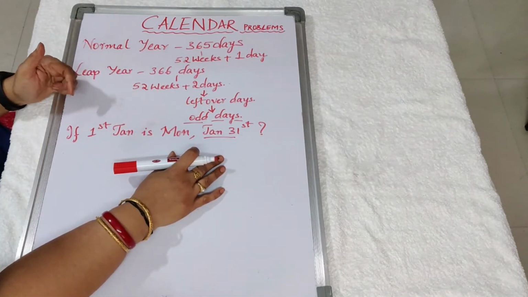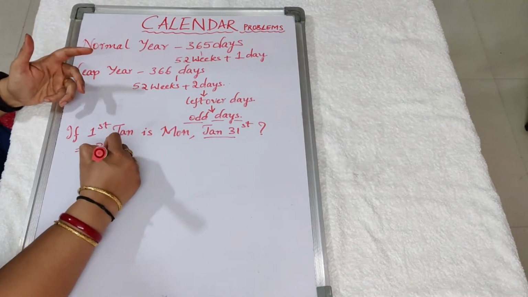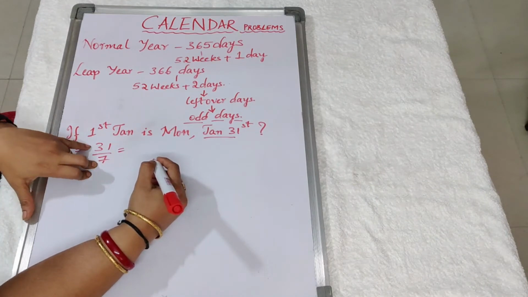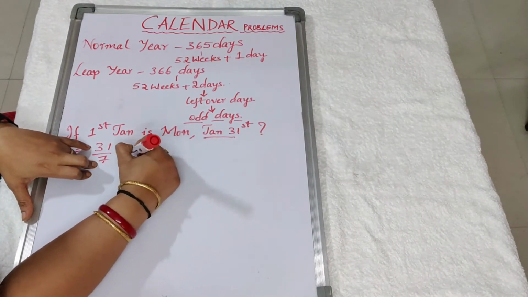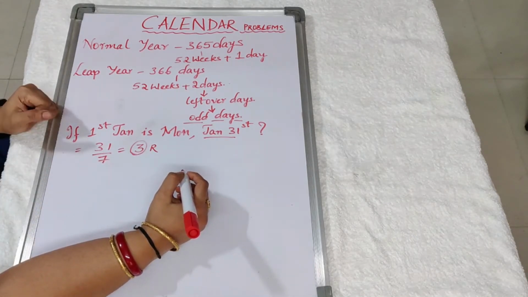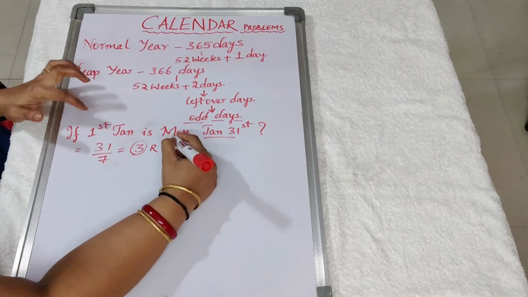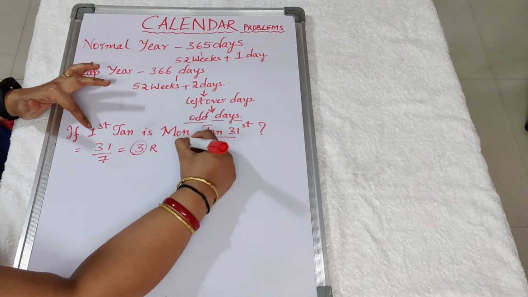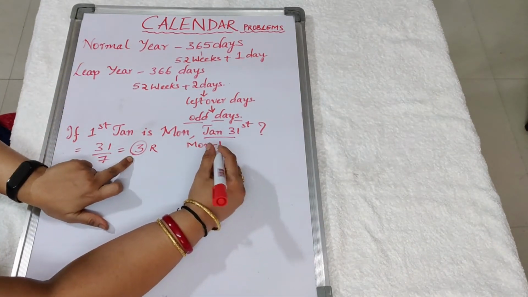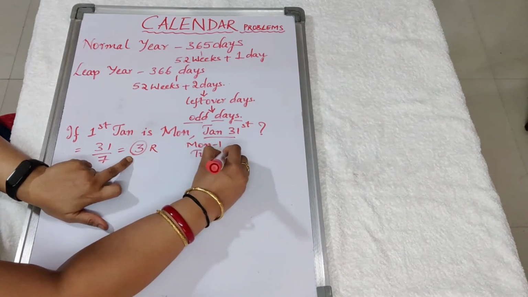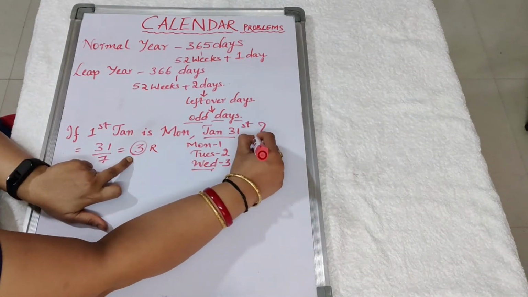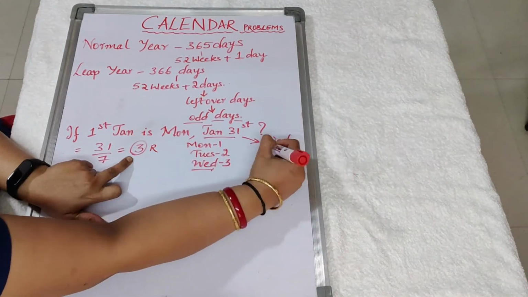It is a tedious process. So what do we do? Simply we divide 31 by 7. What do you get? 7 4s are 28, so 3 is the remainder. Am I right? So 3 is the remainder. Then what do we do? Here Monday is taken as first, so Monday takes the number 1. But we got 3 odd days here. So Tuesday is 2 and Wednesday is 3. So Jan 31st is a Wednesday.